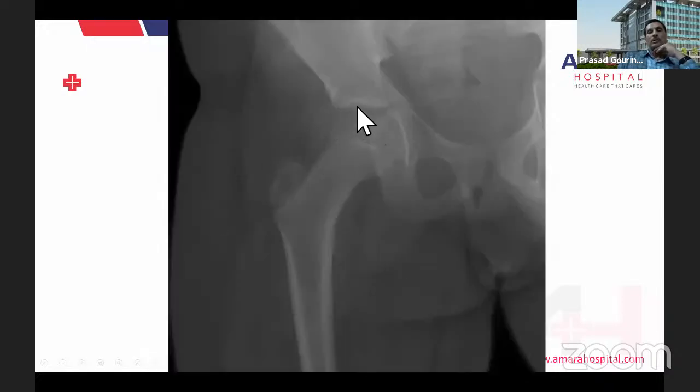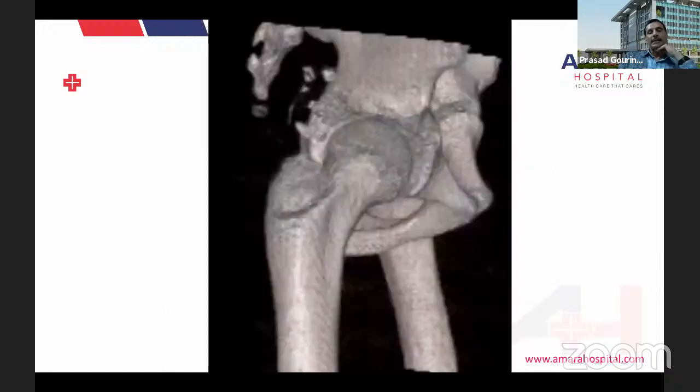Got reduced. It's pretty concentric. They did an exam at the outside facility, but did not document very well, saying that it's very stable or unstable. They said they examined it and it sort of felt unstable, but they didn't re-dislocate, or they didn't tell me how unstable it was. So we got a CT scan, a 3D reconstruction.